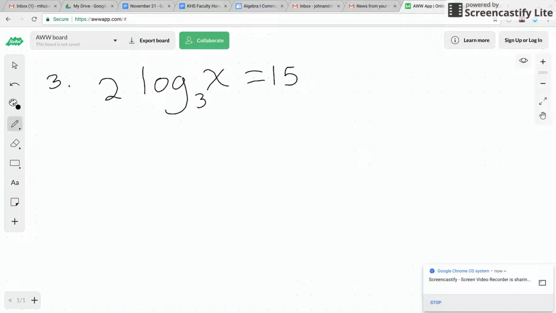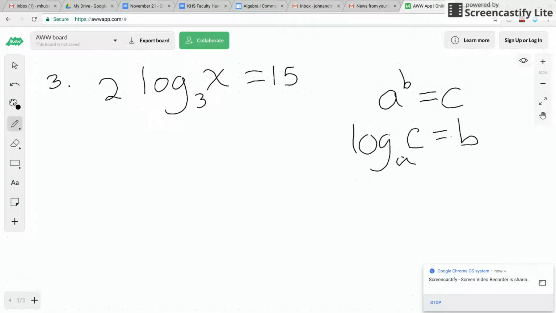So this is question 3. If you're struggling to answer this question, I think you first need to recognize that it's not in its basic log form. And so if you remember, the exponential form is a to the b power equals c, and the basic log form is log with a base of a of c equals b.